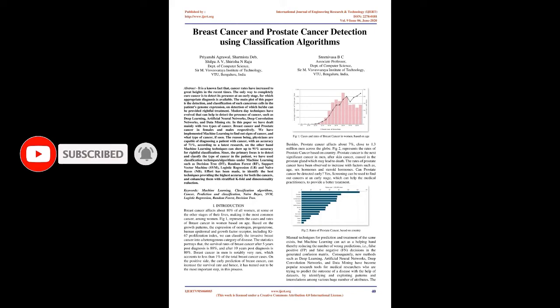Keywords: machine learning, classification algorithms, cancer, prediction and classification, naive Bayes, SVM, logistic regression, random forest, decision tree.